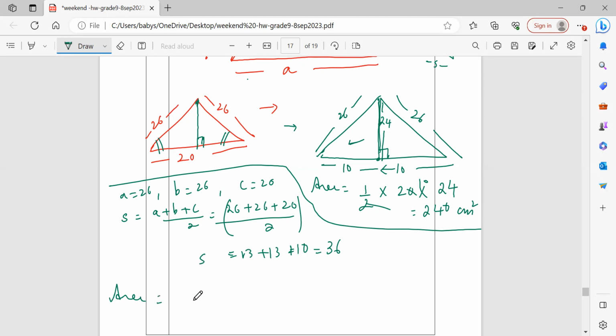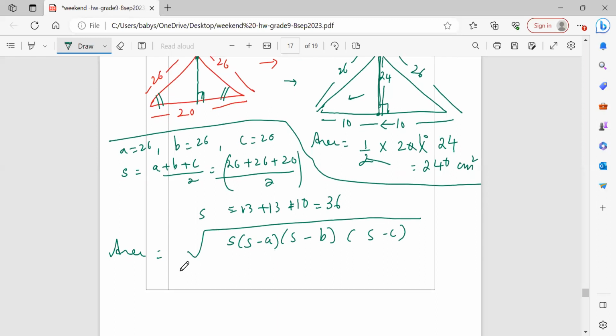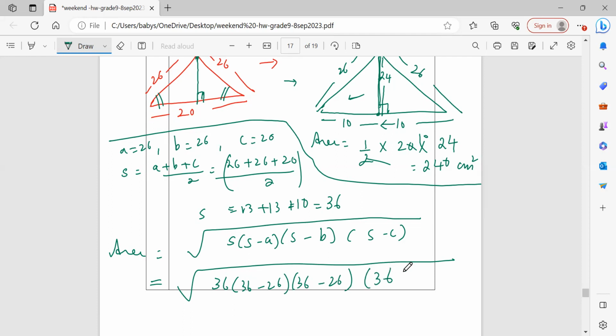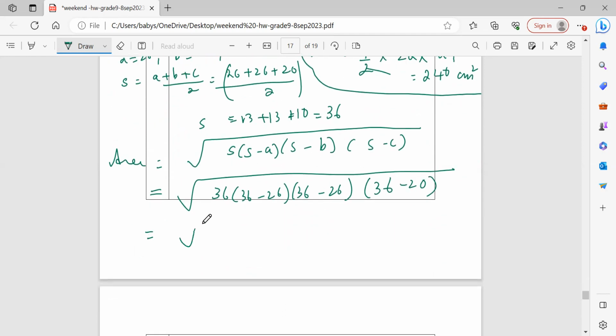What is area as per Heron's formula? Square root of S into S minus A into S minus B into S minus C. So 36 into 36 minus 26. One more side is also 26. 36 minus 26. S minus C, 36 minus 20. So this will be what? Square root of 36 into 36 minus 26 is 10. 36 minus 26 is 10. And 36 minus 20 will be 16.